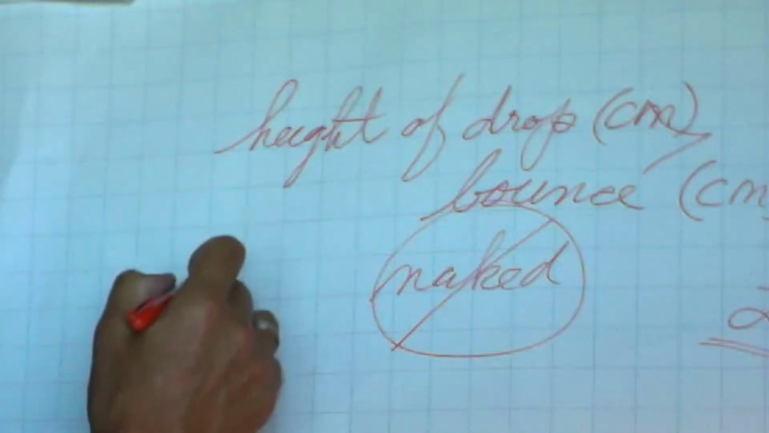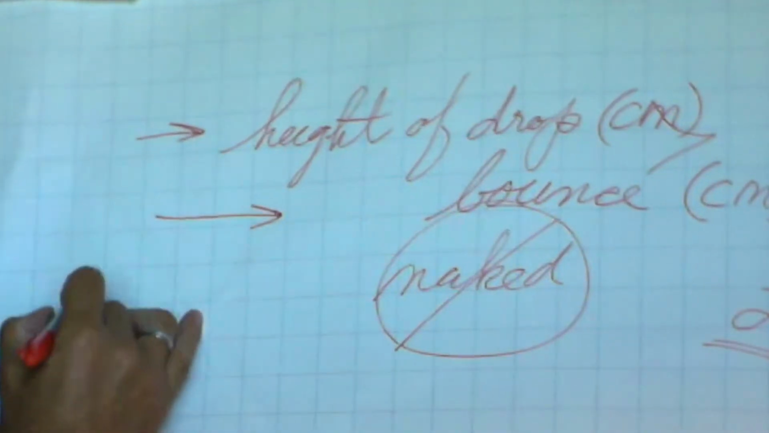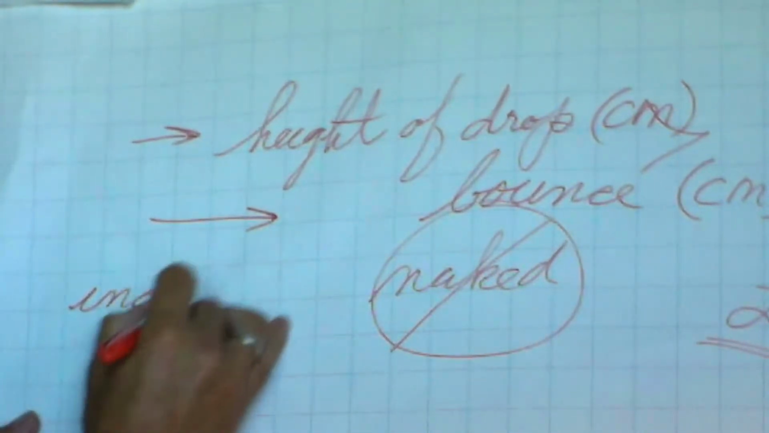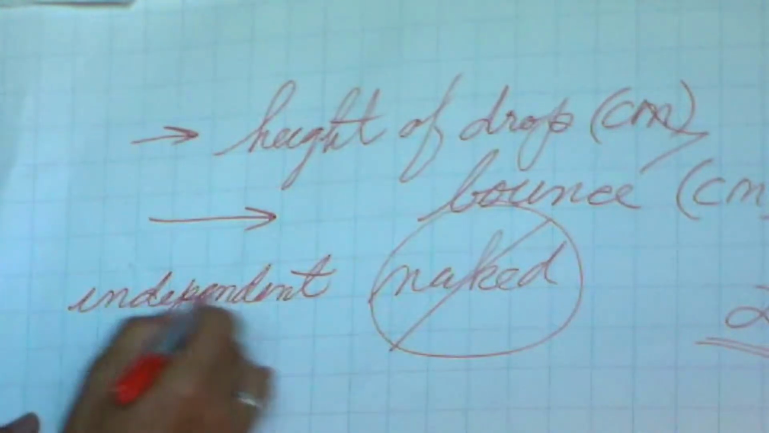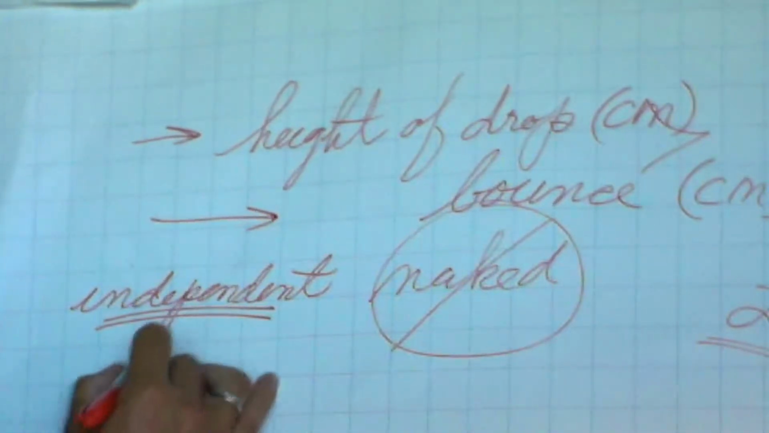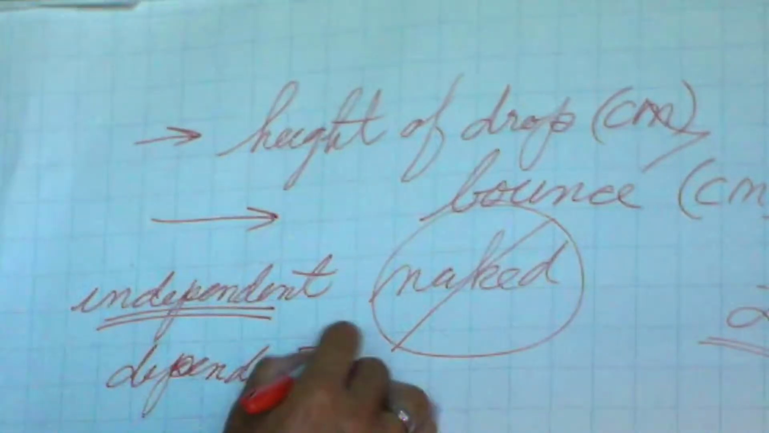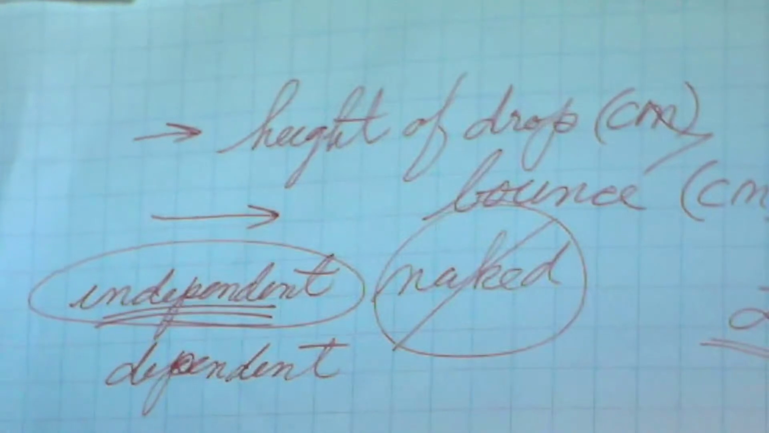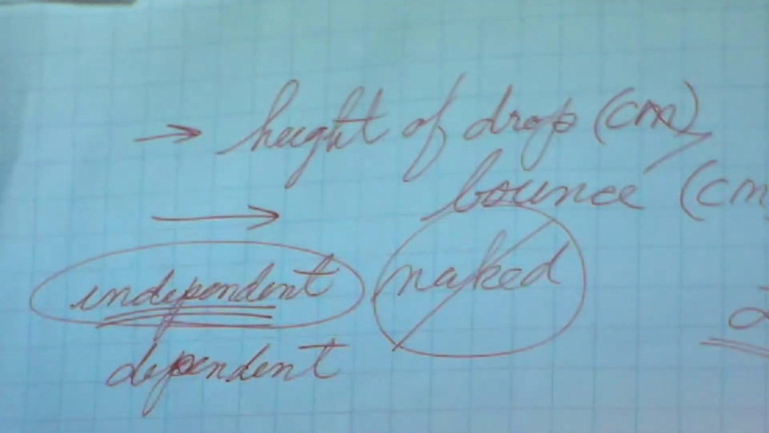The question to you now is, you should be able to answer this question: which of these, the height of the drop or the height of the bounce, is our independent experimental variable? And once you've identified the independent, you automatically know which one is the dependent. The other term for independent is manipulated. In other words, which one did we manipulate, and then which one responded to what we manipulated. Another way to ask that question is, which one of these did we have control over?